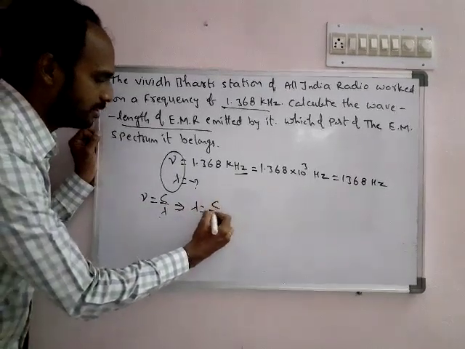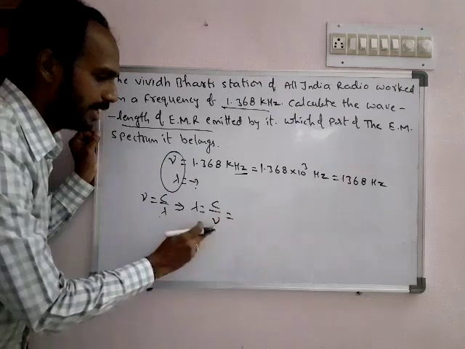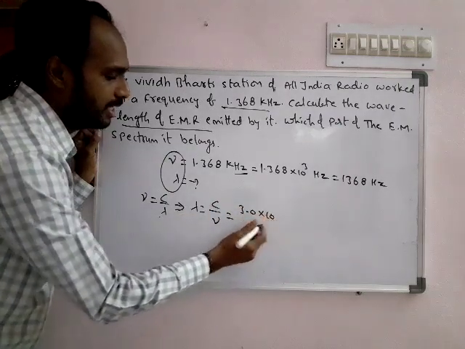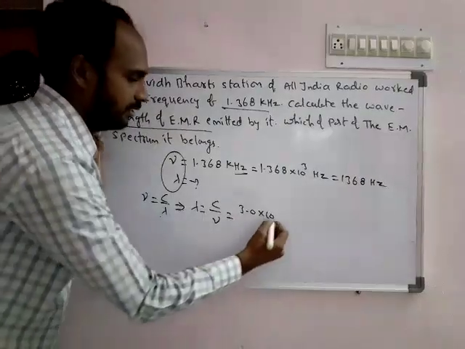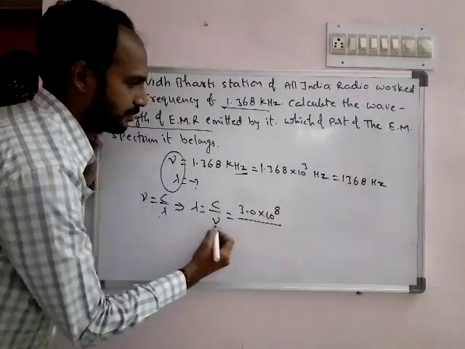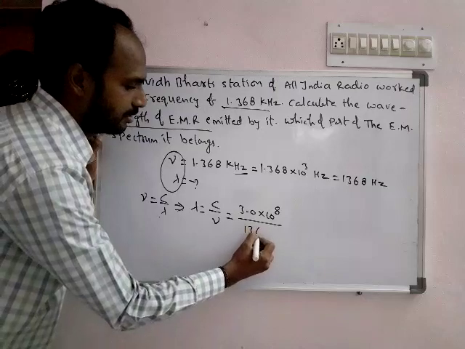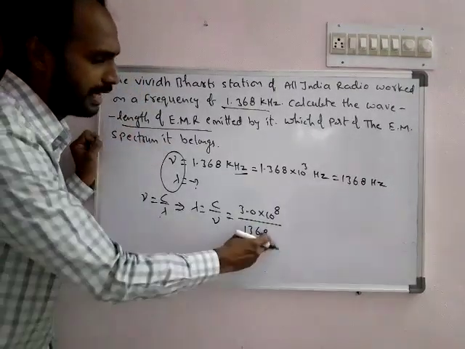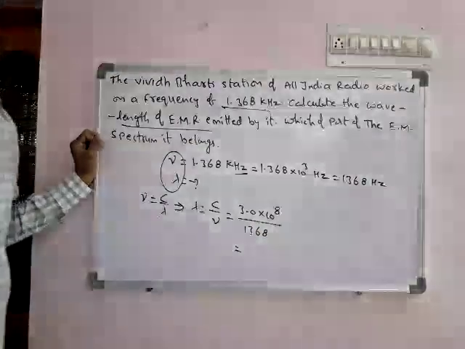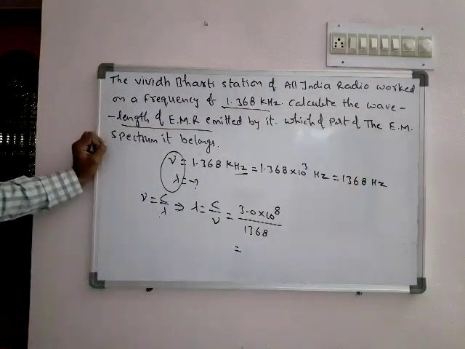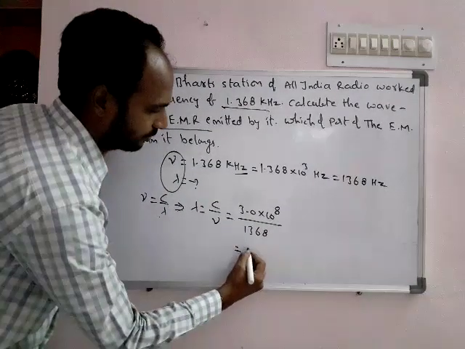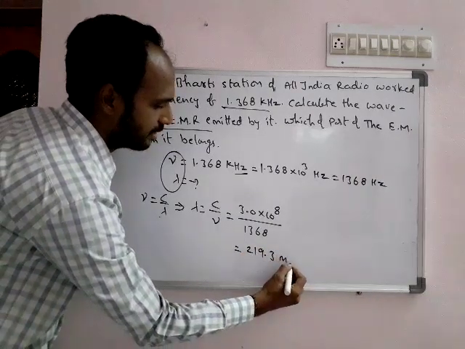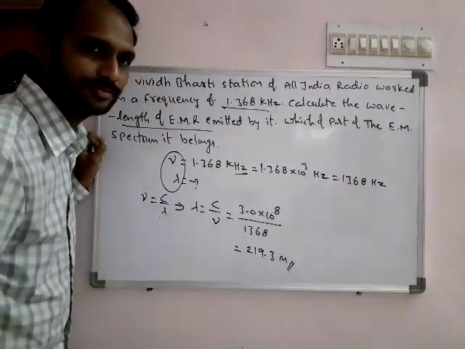So lambda is equal to c by nu. C, we know the speed of light. This we are taking in terms of meters here. What is the frequency? 1368 hertz. And finally we get 219.3 meters of wavelength.